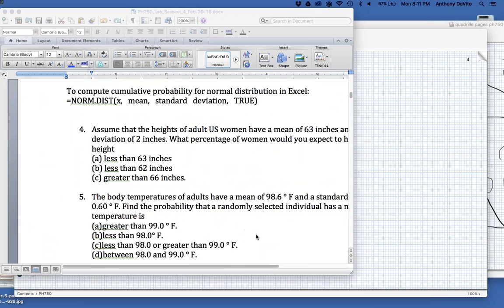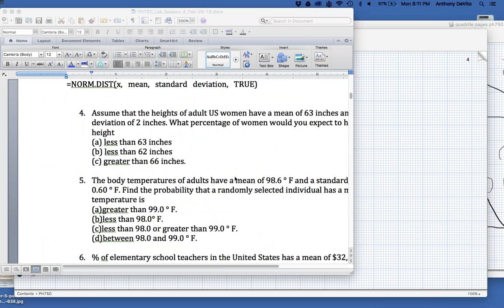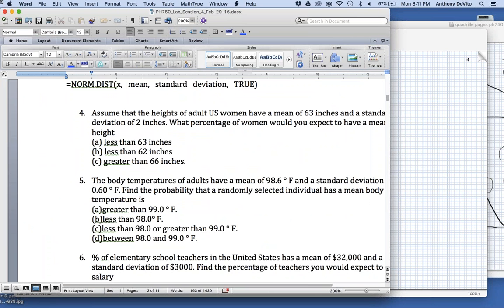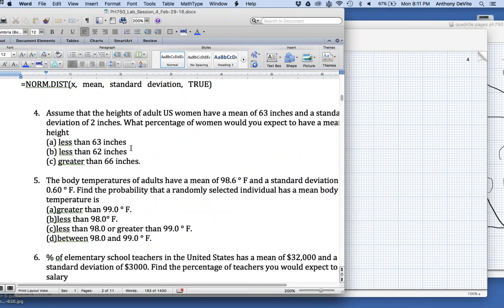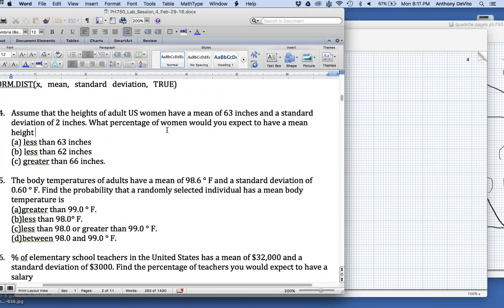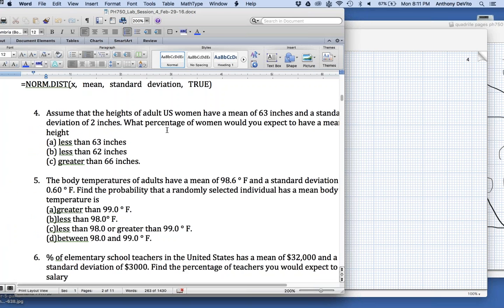Now we're going to get into using some functions in Excel in just a second. Now assume the heights of adult U.S. women have a mean of 63 inches and a standard deviation of 2 inches. What percentage of women would you expect to have a height less than 63 inches? Easy question. 50% again, right? Because it's less than the mean.